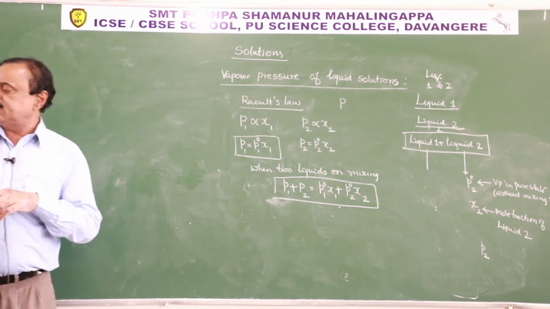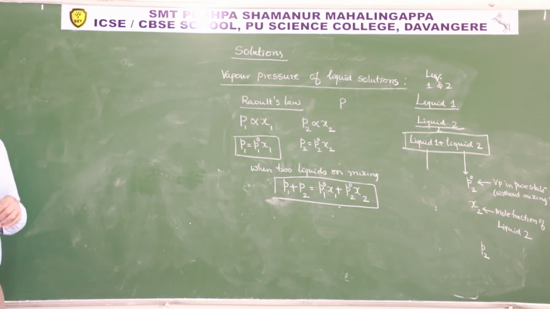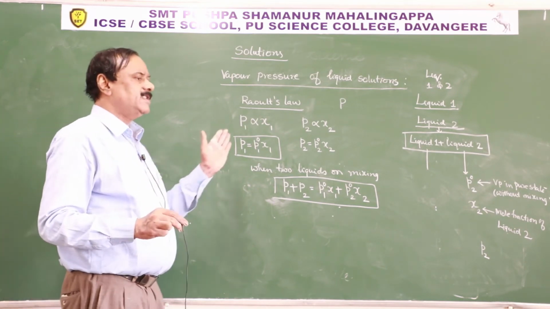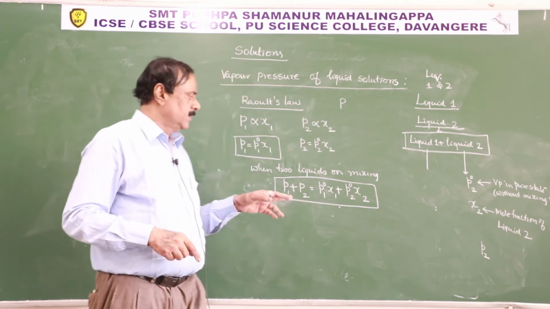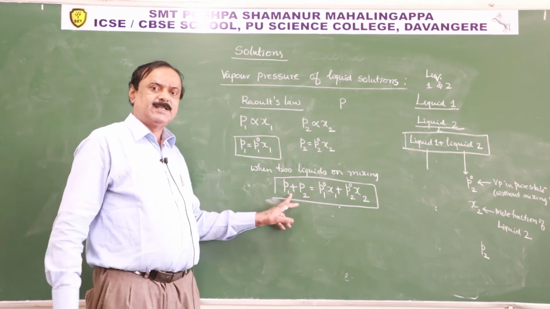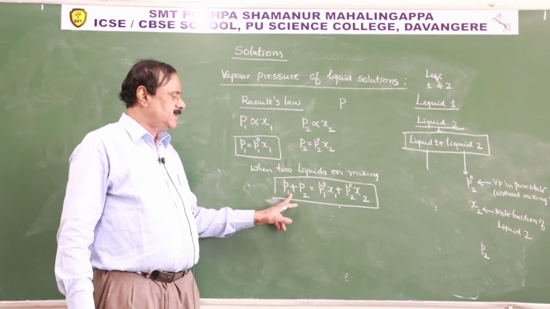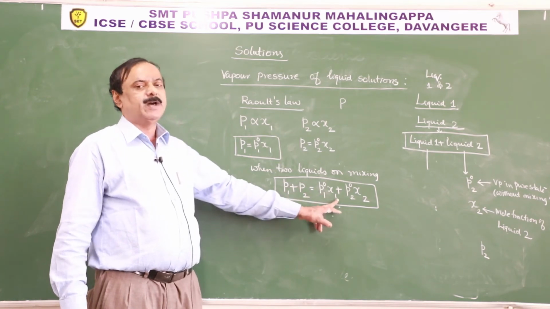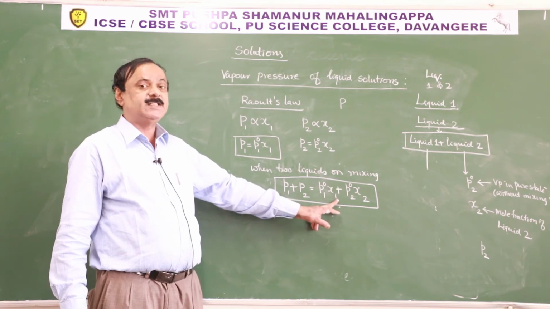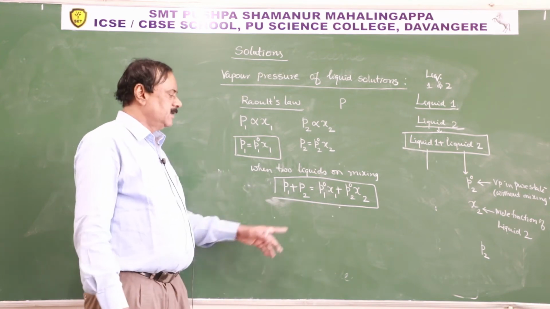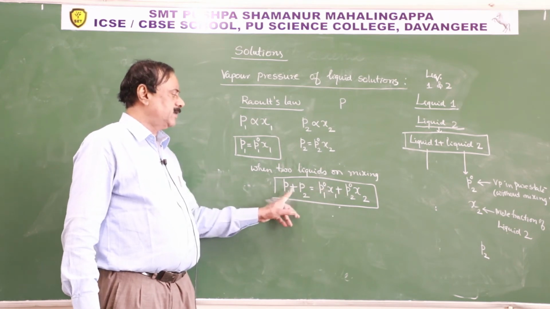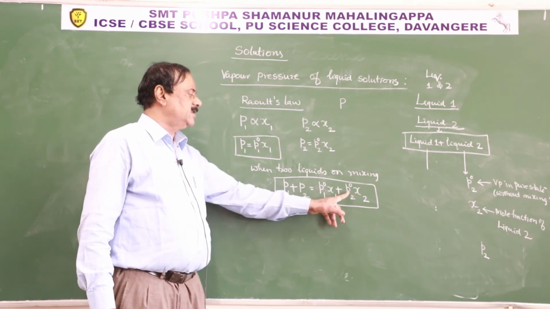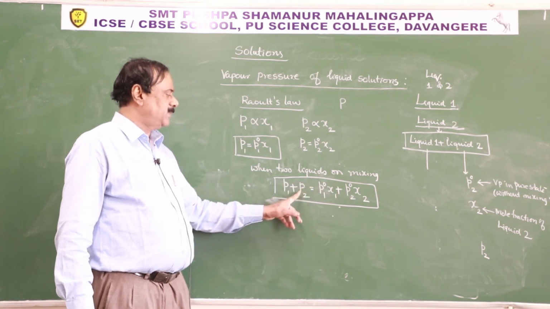What about the statement of Dalton's law? According to Dalton's law, for gases which do not react chemically with one another, the total pressure exerted by the gases is equal to the sum of the partial pressures exerted by the gas molecules. This is the mole fraction and this is the total pressure, which is equal to the partial pressure.